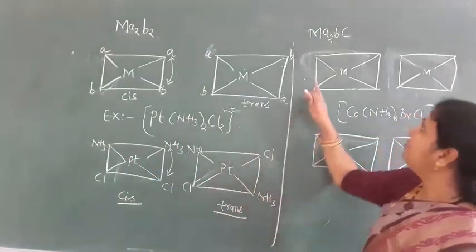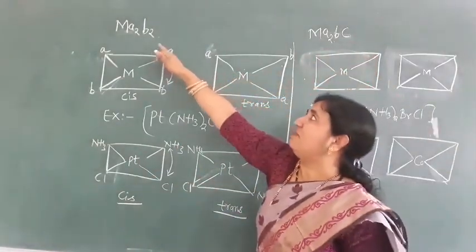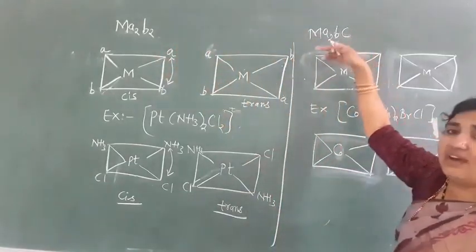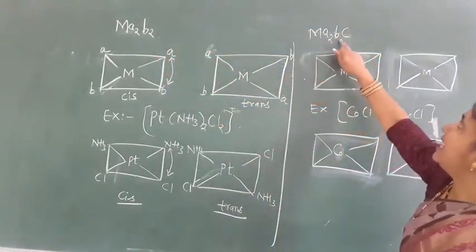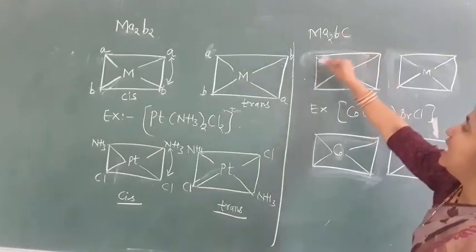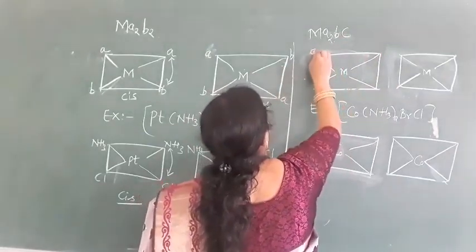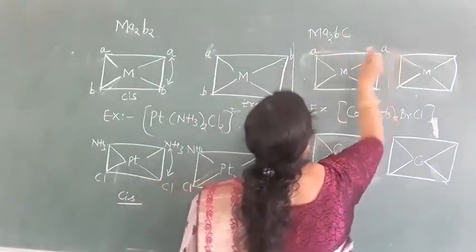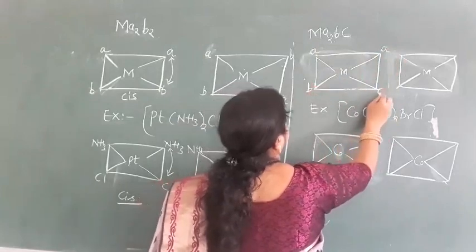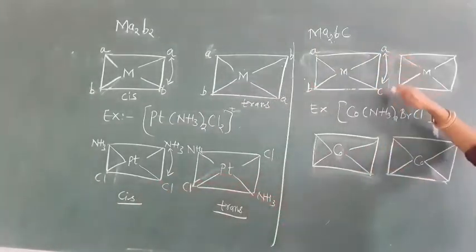Okay. So next we have here Ma2BC. In front of B2 we are taking BC here. Now here we have another ligand. Heteroleptic compound it is, Ma2BC. How will we do it? So this is A and A. First make it cis here. Then B and C. Just change this one. Shift this one here.